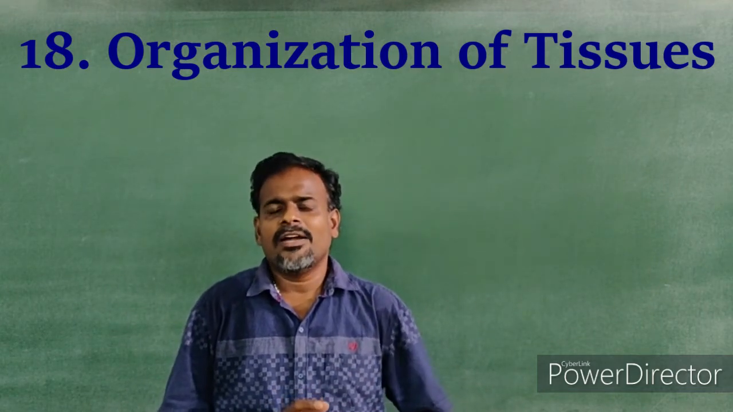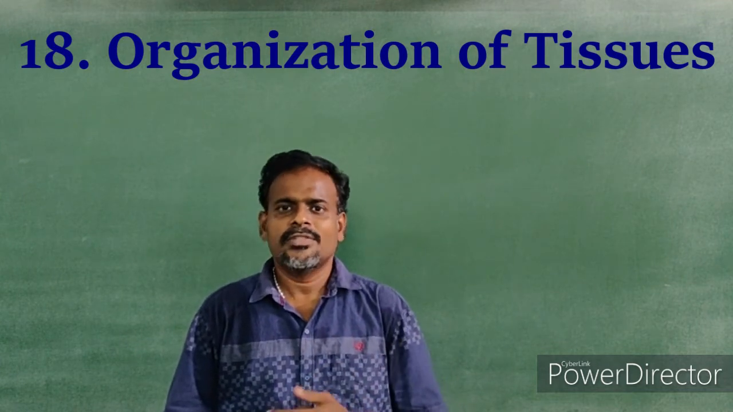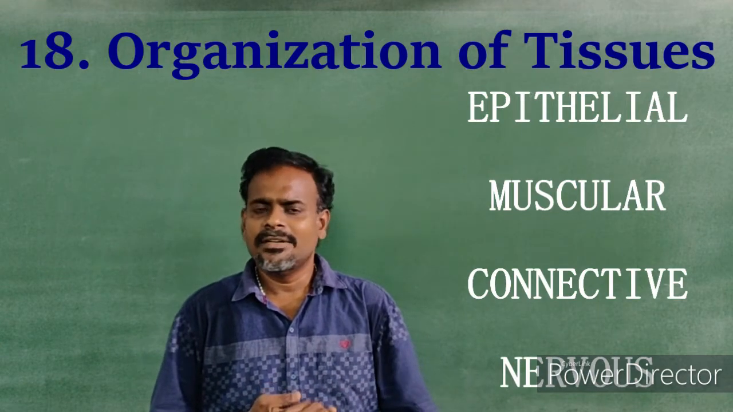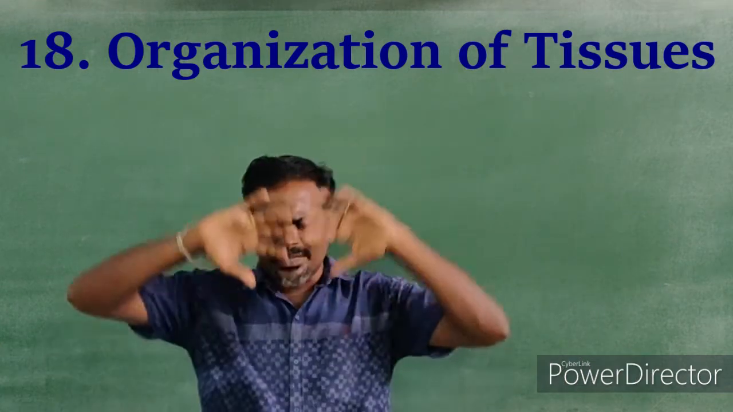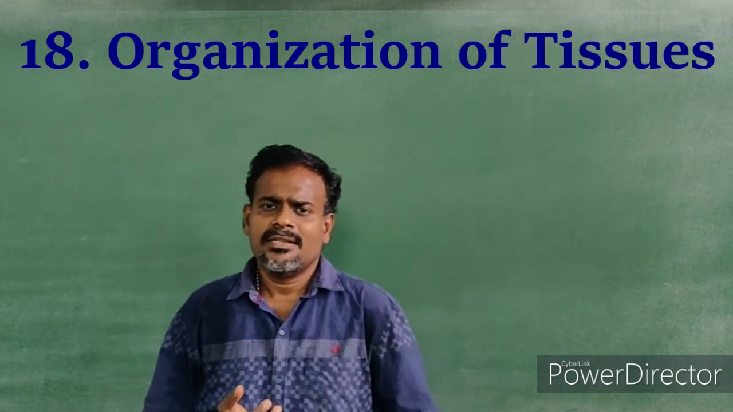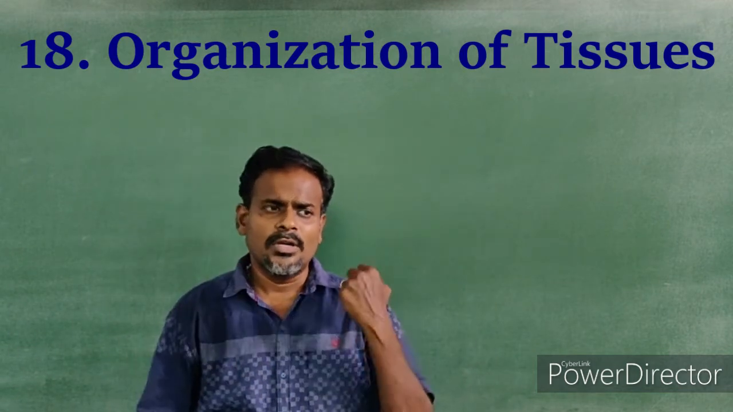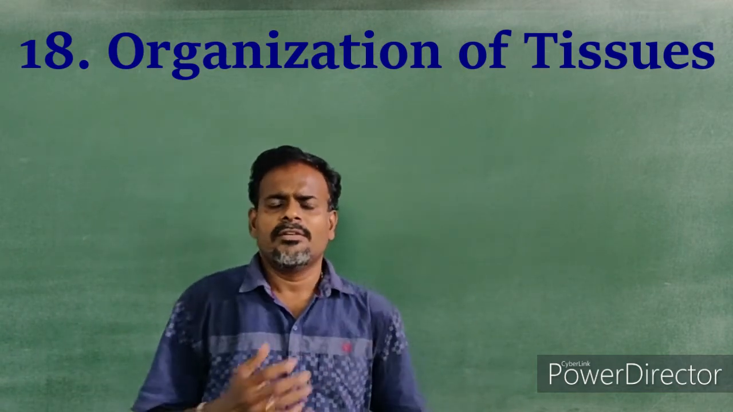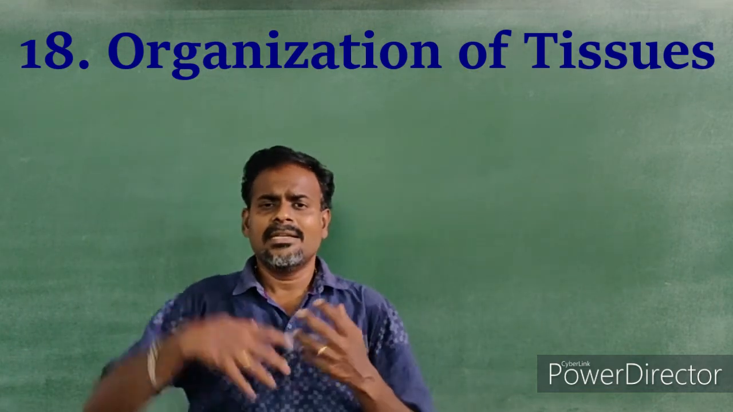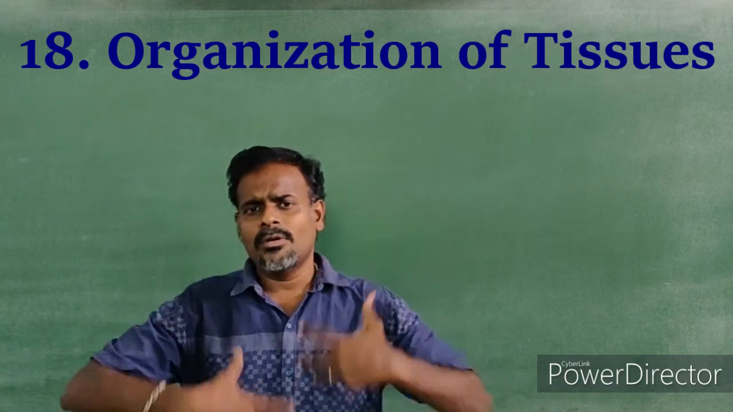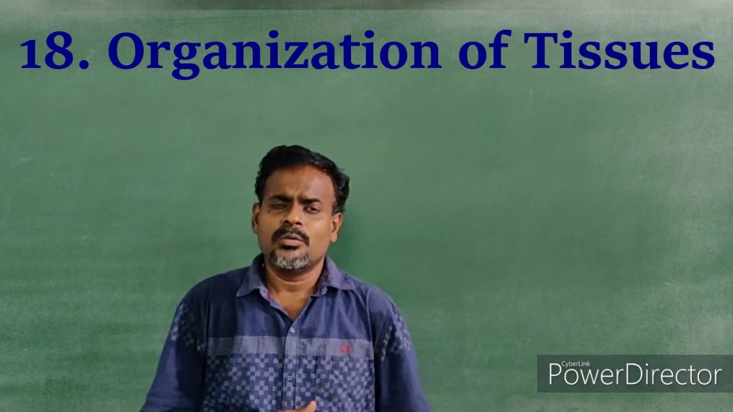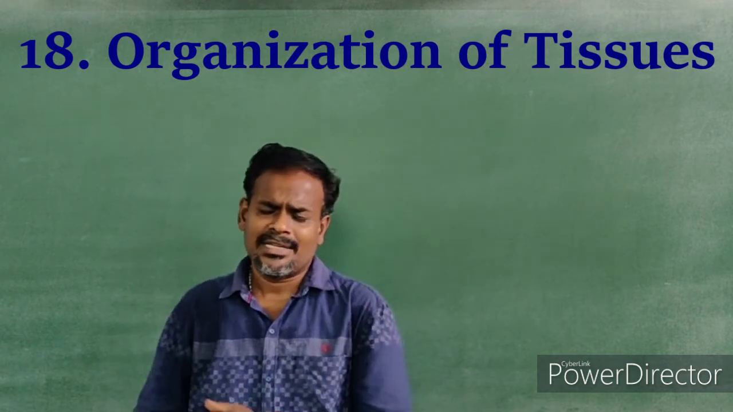In animals, we have four types of tissues, which include epithelial, muscular, connective and nervous tissue. Epithelial tissue covers the whole body and protects the internal structures. Muscular tissue is involved in locomotion or movement from one place to another. Nervous tissue is involved in the coordination of all the organs and the whole body. And finally, connective tissue connects one tissue to another.